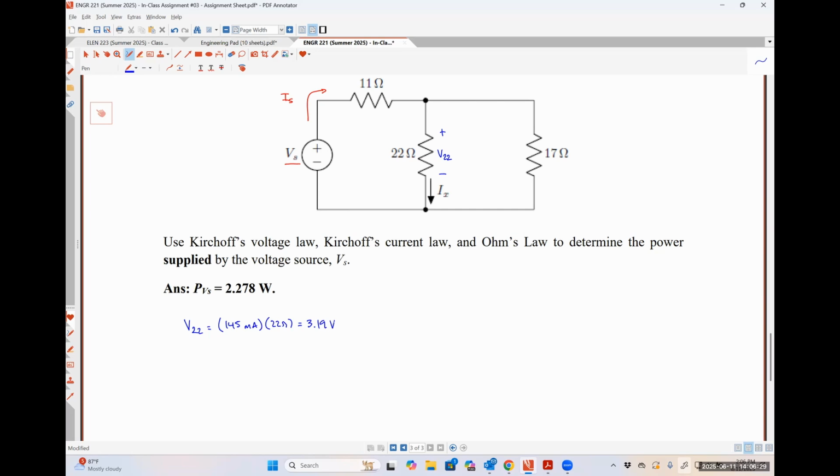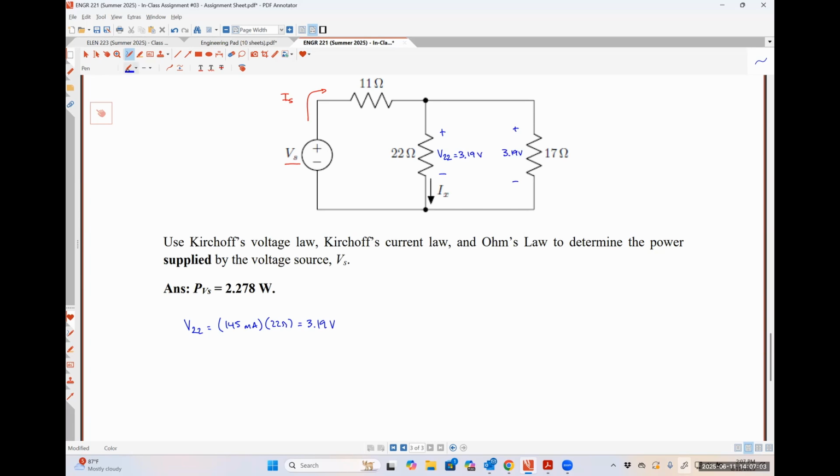Since our 22 ohm resistor and our 17 ohm resistor are in parallel, if there is a voltage drop of 3.19 volts across the 22 ohm resistor, there is also a voltage drop of 3.19 volts across the 17 ohm resistor, okay? So if that's 3.19 volts, then this is also 3.19 volts.